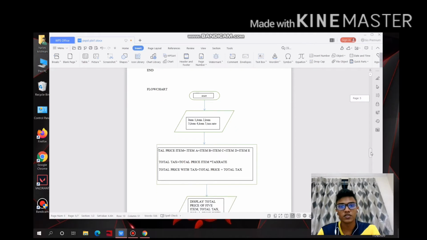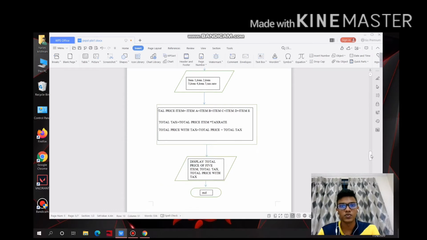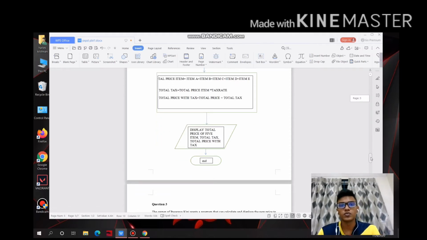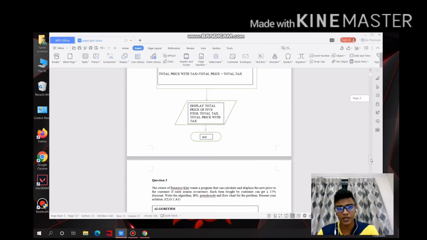For the flowchart also, it's similar. For the input box, we put in all of the items and the tax rate, and then for the process box, we put in how to calculate the total price of items, total tax and the total price with tax. And then for the output box, we display the total price of 5 item, total tax and total price with tax, and then we end the program.